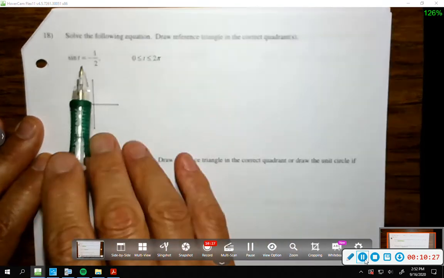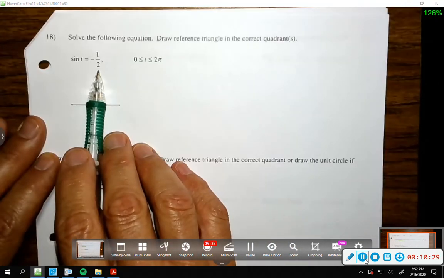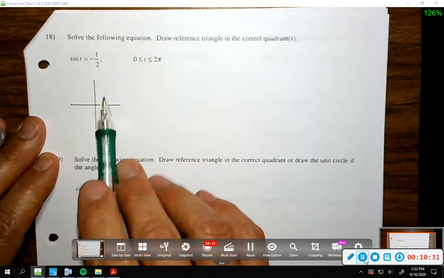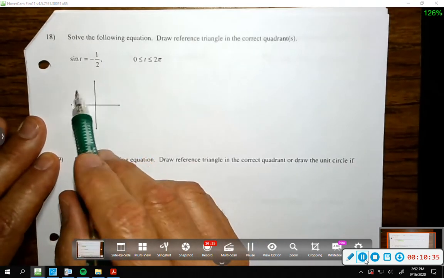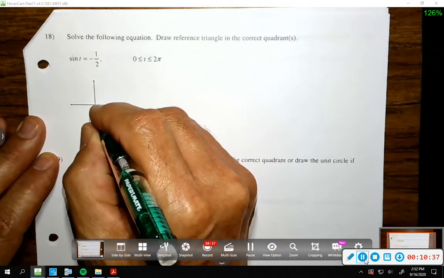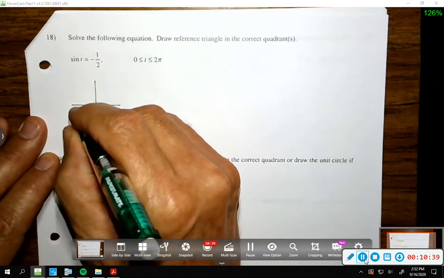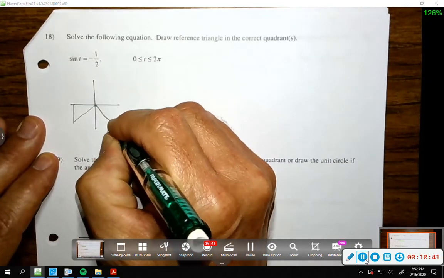Well, there are 2 times that the sine equals a negative number. All students take calculus. The sine is positive in the first and the second, therefore the sine is negative in the third and the fourth.